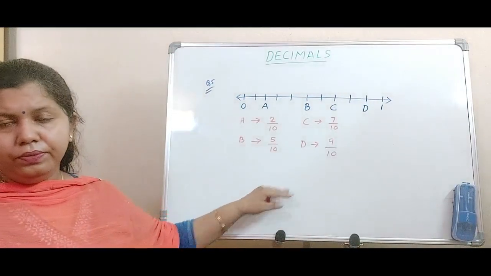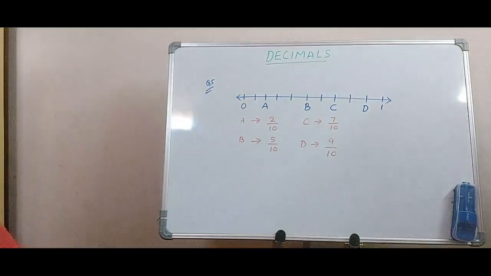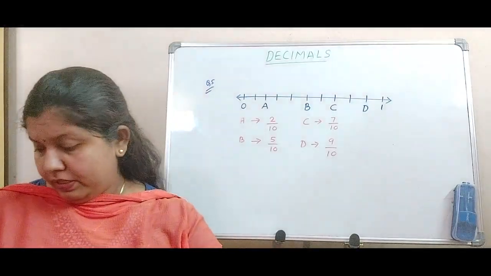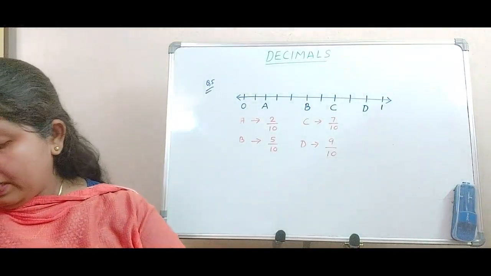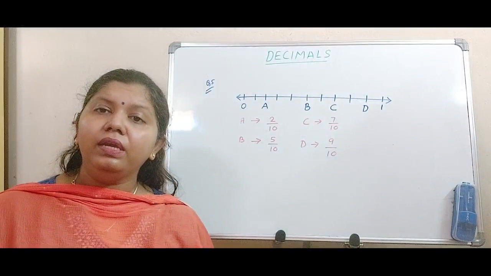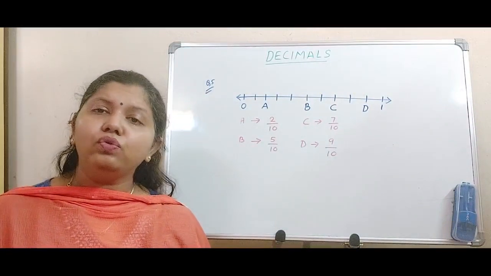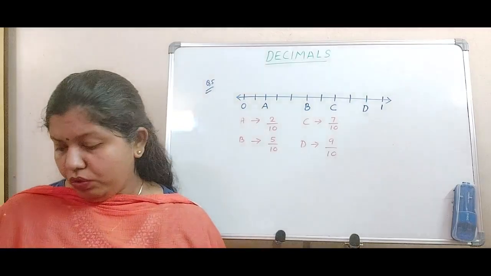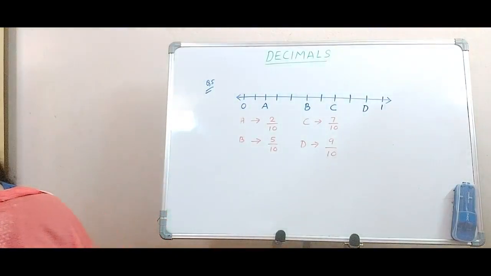Okay, let us move to the next question. The next question will tell you what fraction of each of the following shapes is shaded. I think question number 6 is very easy. You all have done so many questions related to it, so please do it yourself. Moving on to question number 7.